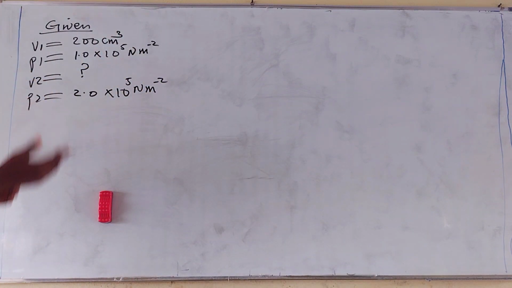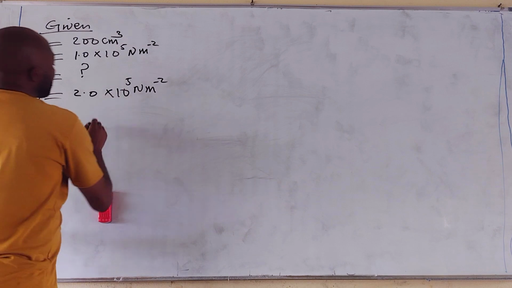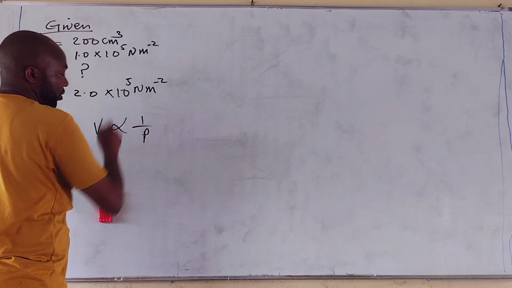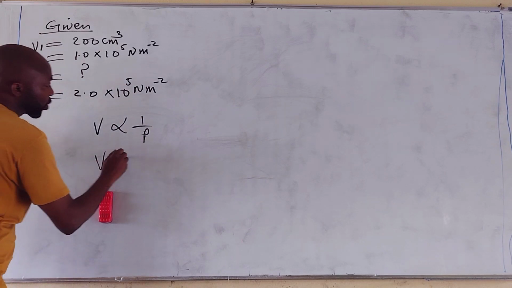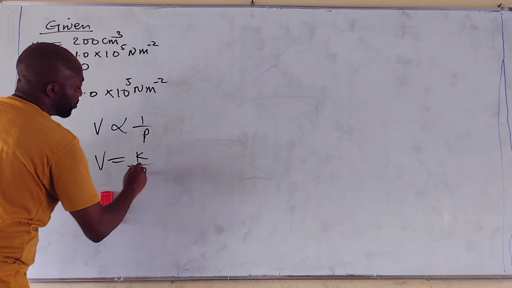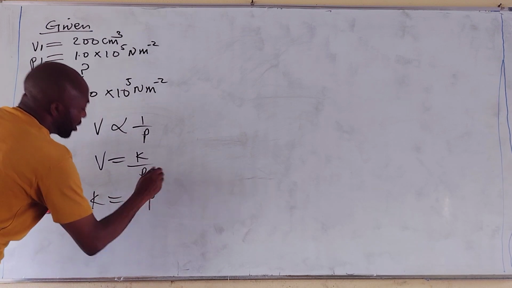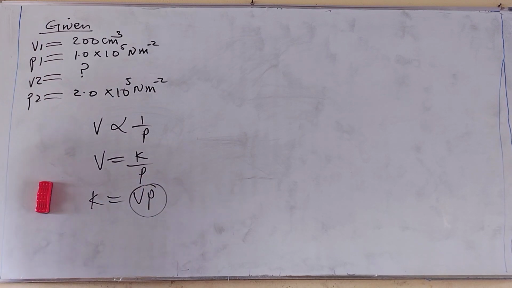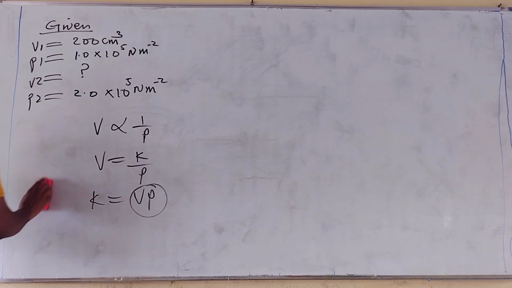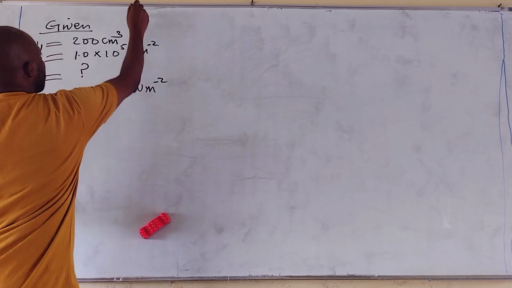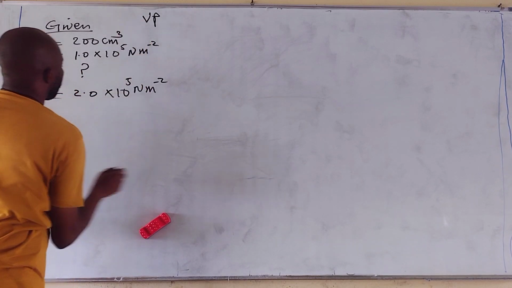Remember, according to Boyle's law, the volume of a given mass of gas is inversely proportional to its pressure, where we say volume is equal to K over P, making K the subject, we have VP. Where we say that V1P1 is equal to V2P2. You don't forget that. That is what we're going to use to solve. So, if that is true, let me just put it here so we can always reflect.